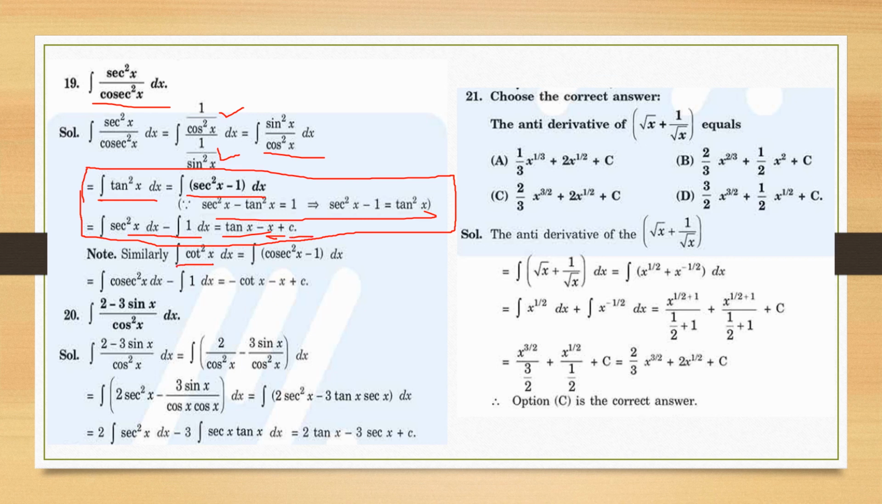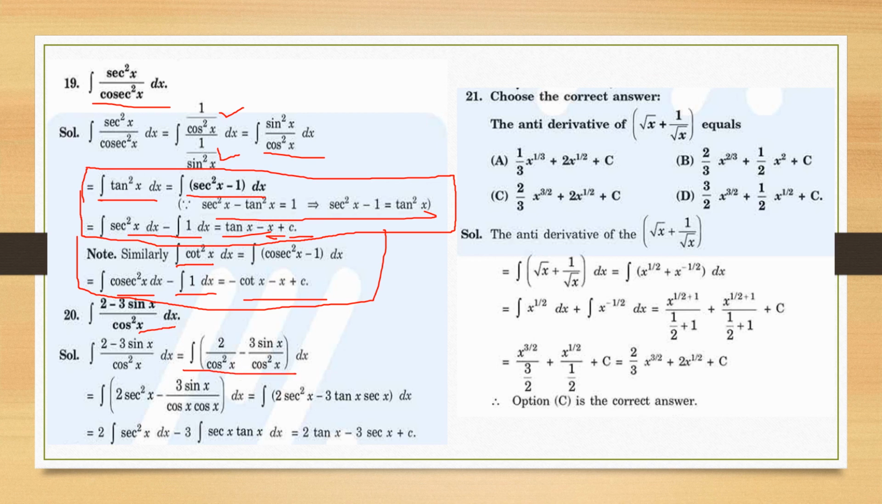Similarly, cot square x will behave in this way, this is also very important, please remember. Cot square x dx will be cosecant square x minus 1. We will open it like this, the integral of cosecant square x dx minus 1 dx, and by the formula the integral of cosecant square x is minus cot x, and 1 gives minus x, plus c.